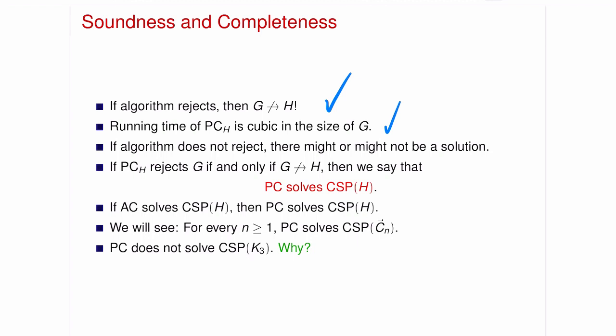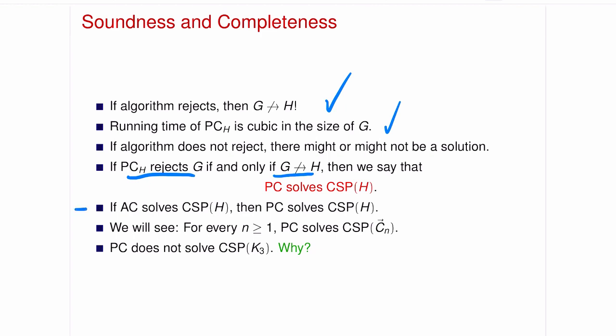On the other hand, if the algorithm does not reject, we are not sure whether there is a solution. For certain graphs, it turns out that the path consistency procedure rejects if and only if there is no homomorphism from G to H. So we have both directions. And this is precisely the situation that we would like to understand. When can we use the path consistency procedure as a necessary and sufficient condition for the existence of homomorphisms? If it's the case, then we'll say PC solves CSP of H. The path consistency procedure solves the CSP.